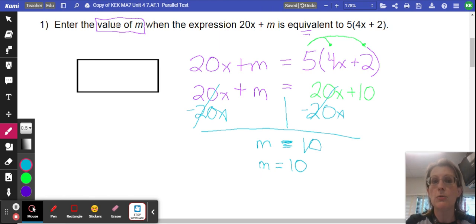It says enter the value of m, so we only enter the value. We only enter 10. We do not put the m there also. So that was the first question on our review for Unit 4.